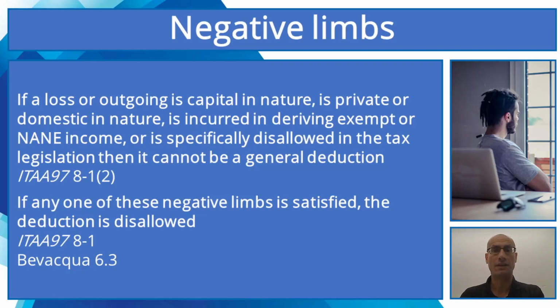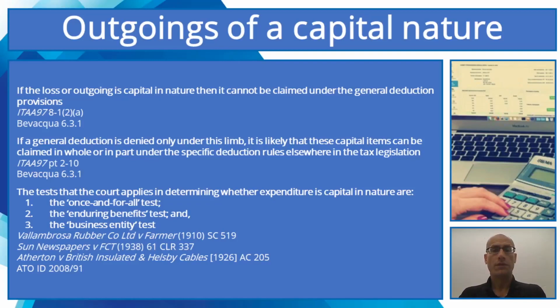That is, the deduction will be disallowed if the particular outgoing or loss is capital in nature, is private or domestic in nature, is incurred in deriving exempt or non-assessable, non-exempt income, or if there is a specific provision somewhere in the tax legislation that says that particular type of deduction is disallowed. So if any of those points are true, if any of those tests are satisfied, the particular deduction will be disallowed. So the first of these four negative limbs are to do with, essentially, capital transactions.